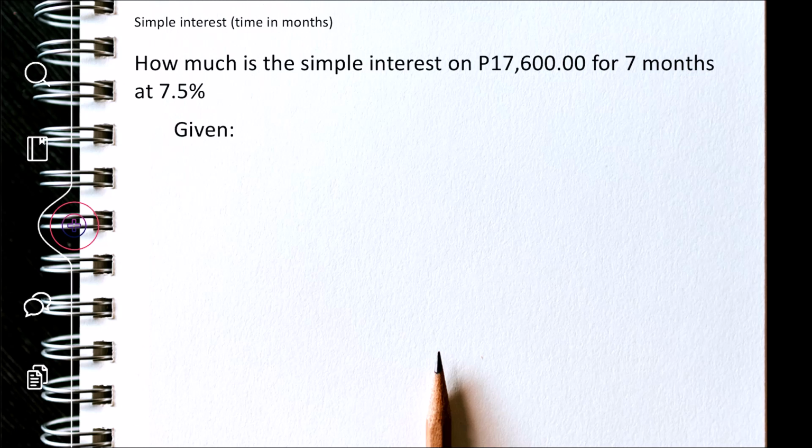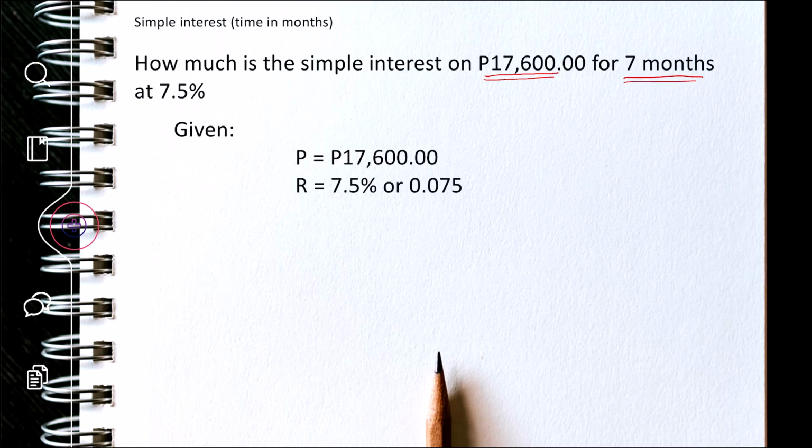Okay, paano po natin sasagutan ito? Una, alamin muna natin yung mga given na binigay. Magkano daw yung simple interest kapag ang principal is 17,600. And then, unahin natin si interest. Ang rate is 7.5%, or pag convert natin sa decimal point, that is 0.075. And then, the time is 7 months.